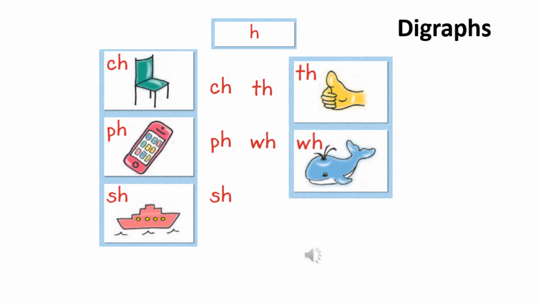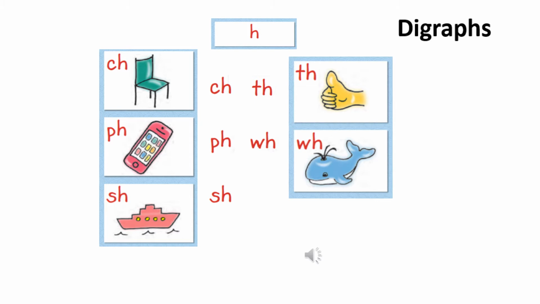Phone. And then you see the picture of the ship. The spelling of the word ship starts with the S and the H. Shh. Now look at the picture of the person's hand. We are looking at their thumb. TH makes the th sound, thumb.